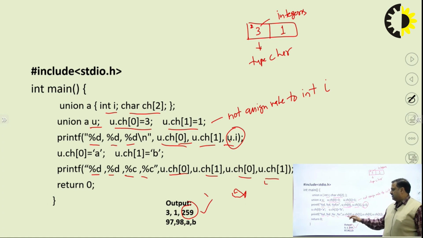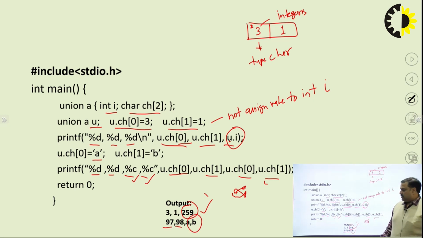And in the second case, we have assigned characters to locations 0 and 1. Character A will be 97, that is the ASCII code, and B will be 98, that is also an ASCII code. But if we print them using %c, then they will be printed as characters, no issue. But there may be confusion about why this 259 value is coming.